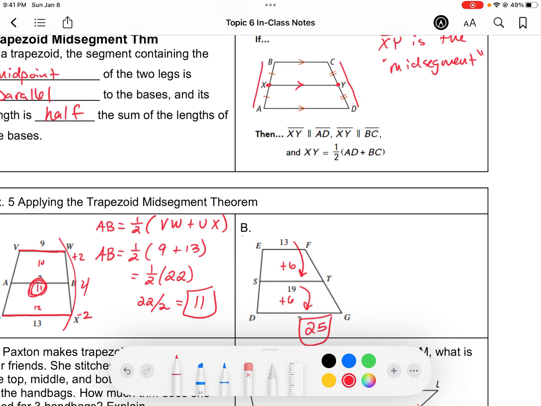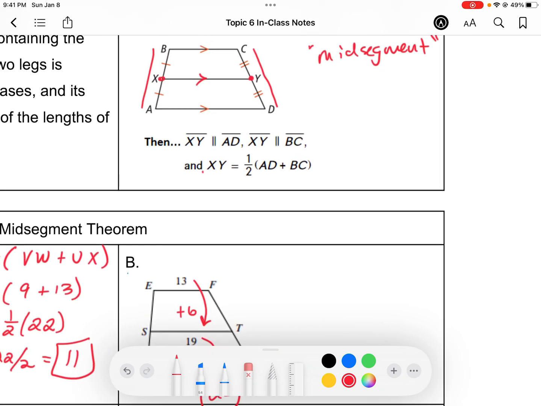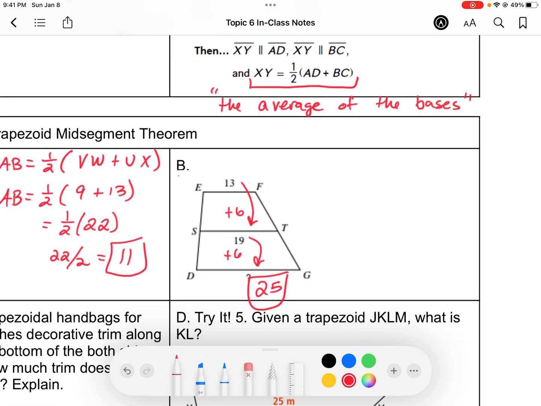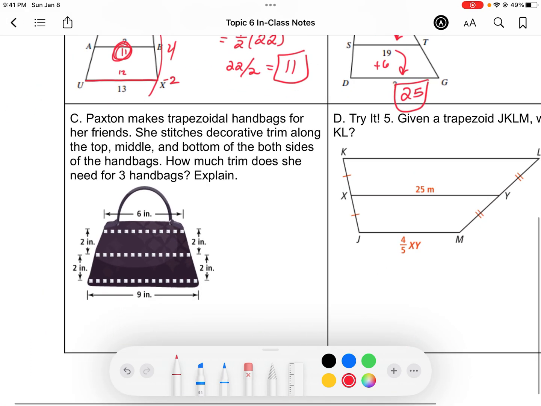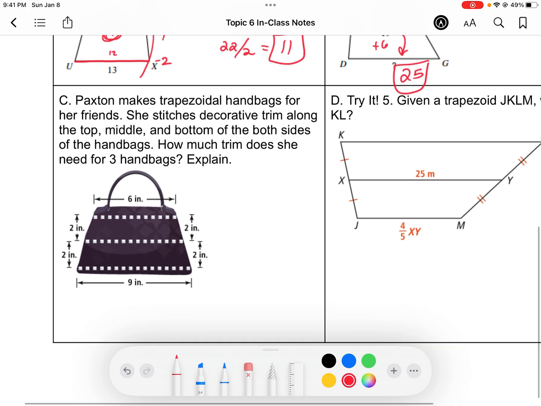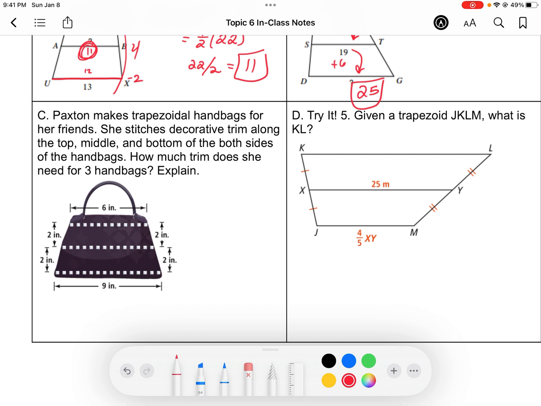Now, when I do half of the sum of two things, this measurement is actually the same as just finding the average of the bases. Okay, when you add two things and then divide by 2, that's taking the average. All right, so let's keep moving on to these last couple examples.